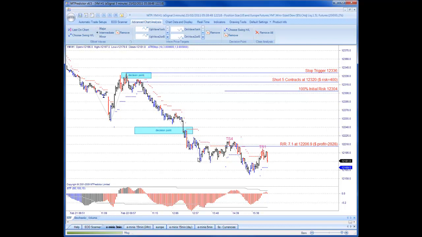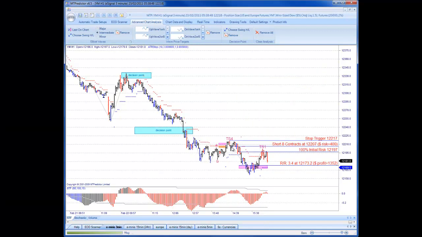So as you can see, using MTPredictor, it was absolutely brilliant day yesterday on the YM, where the tools in the software allowed you to nail the very high of the day, capture a massive 7R profit as the market declined, and then later in the day had another short trade for another 3.4R from the standard trade. So yesterday on the YM for MTPredictor users should have been a plus 10R day, which was an absolutely fantastic return on how the market actually moved.